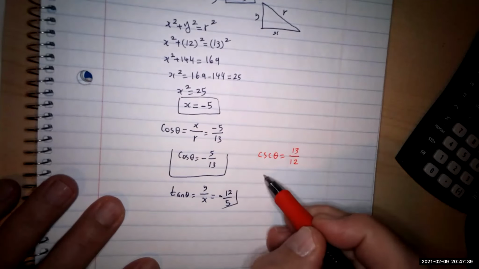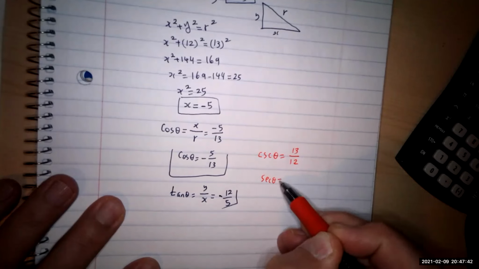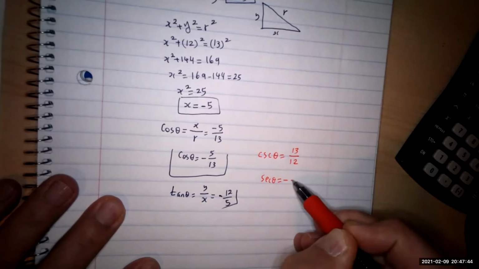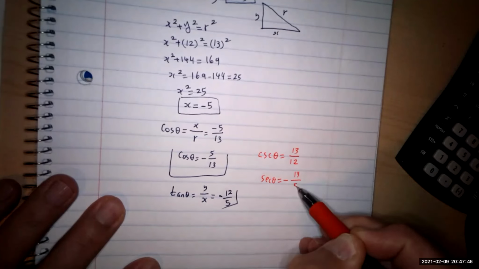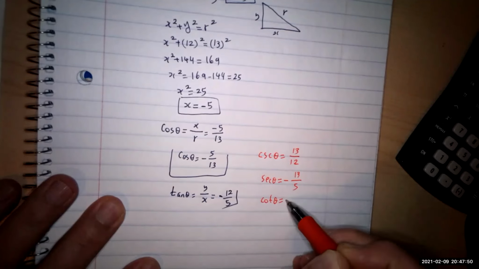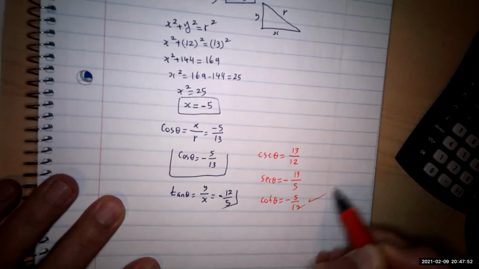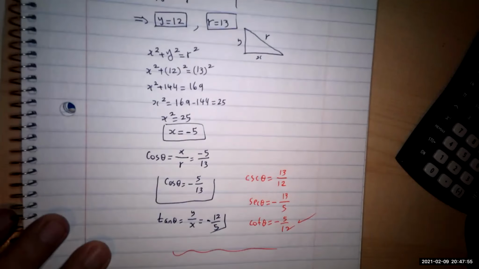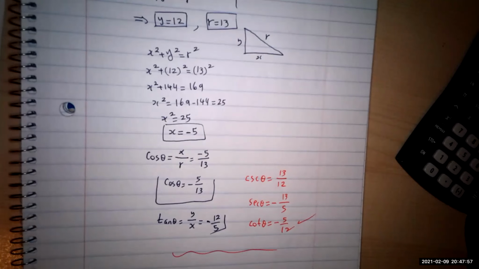Okay, the secant is the reciprocal of the cosine, which is -13 over 5. And the cotangent is the reciprocal of the tangent, which is -5 over 12. And then you're done. Okay, so be careful. Don't miss the signs in this problem. Otherwise, not difficult.